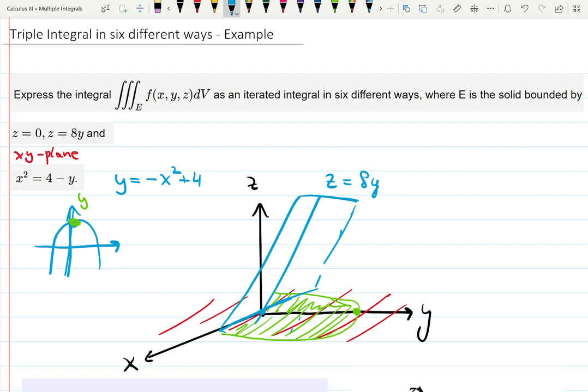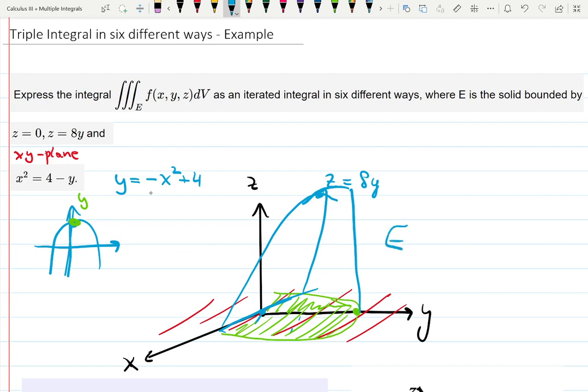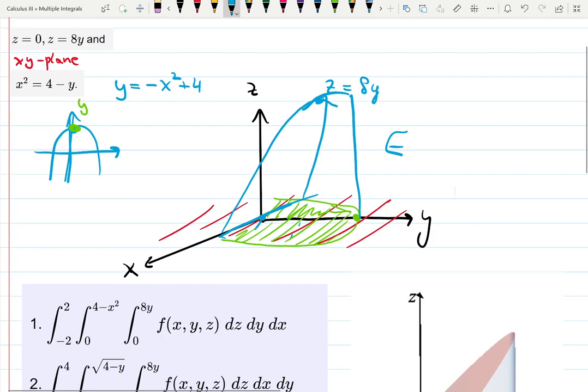Now the plane is also restricted by the shape of the parabola. So it's going to be like so, going up to z, and so. And this is the 3D picture of the object we're talking about. That's my E. That is my E, a solid bounded by z equals 0, z equals 8y, and a parabola on the floor, which is the xy plane.